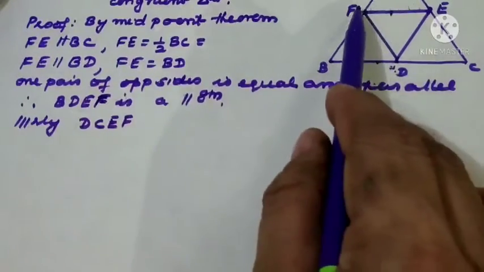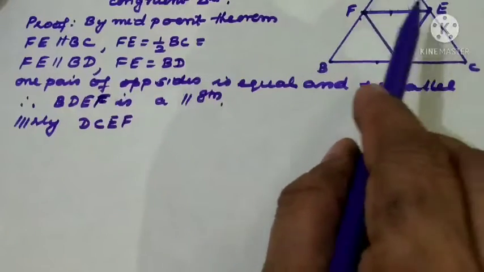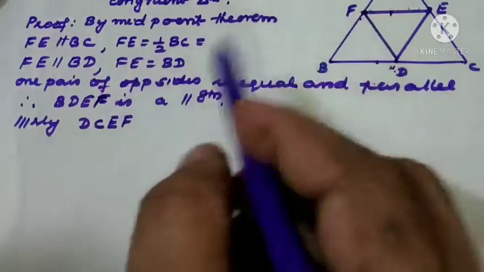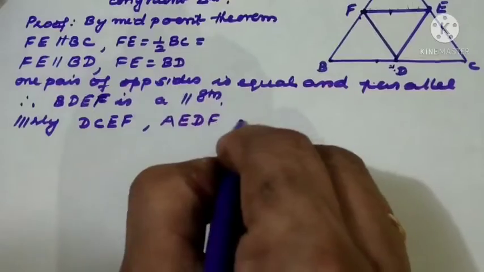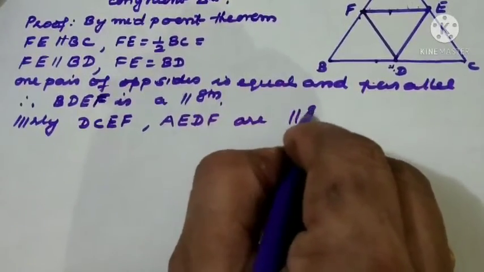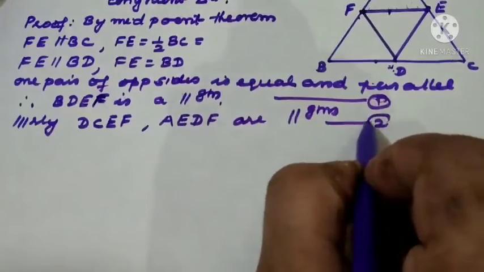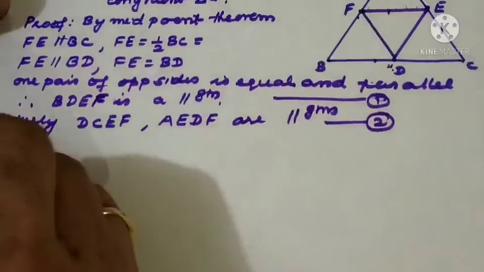So what we got? The first parallelogram. Next is the second parallelogram. Now the third one. Which is the third one? AEDF. So this is our first equation. This is our second equation. Right? Now what is the next step? Means we will use the theorem. Which is the theorem? Diagonal of the parallelogram divides it into congruent triangles. So I'll write here.